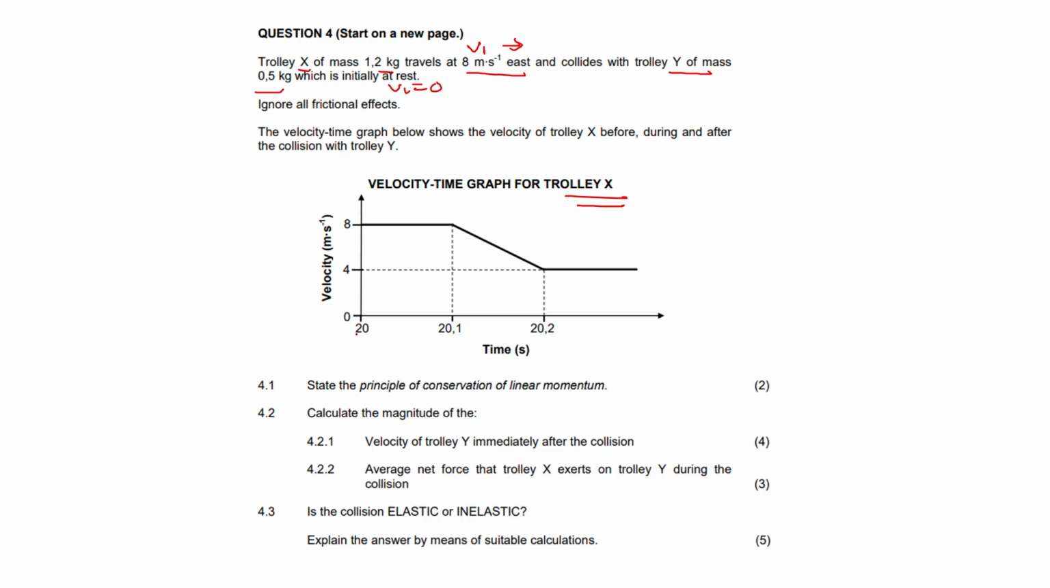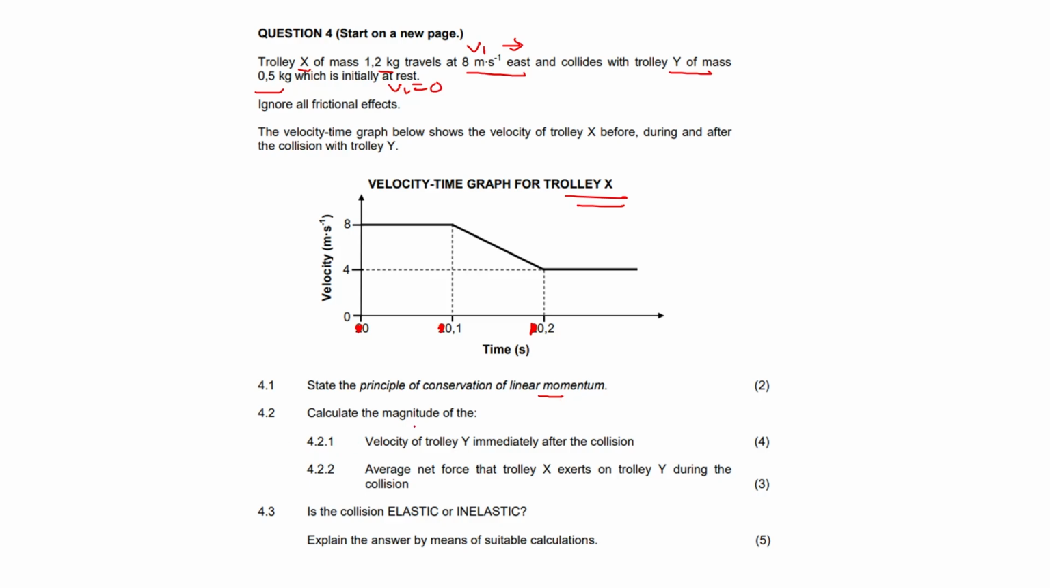Very important, guys, there's a mistake on this graph. The times are going to be 0, 0.1, and 0.2, not 20.1, etc. Question 4.1: state the principle of conservation of linear momentum. That is, in an isolated system, the total linear momentum is conserved, or remains constant.